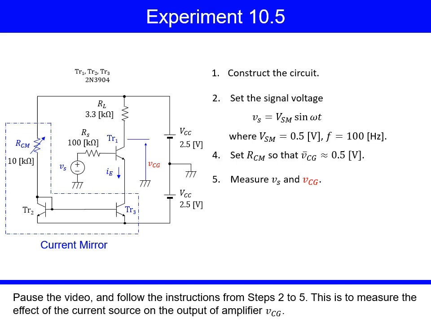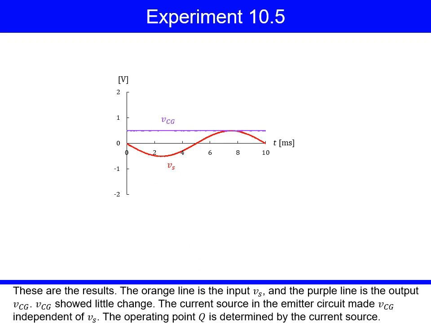Pause the video, and follow the instructions from steps 2 to 5. This is to measure the effect of the current source on the output of amplifier VCG. These are the results. The orange line is the input Vs, and the purple line is the output VCG. VCG showed little change. The current source in the emitter circuit made VCG independent of Vs. The operating point Q is determined by the current source.